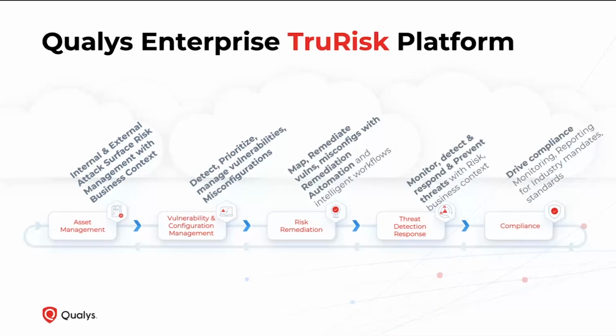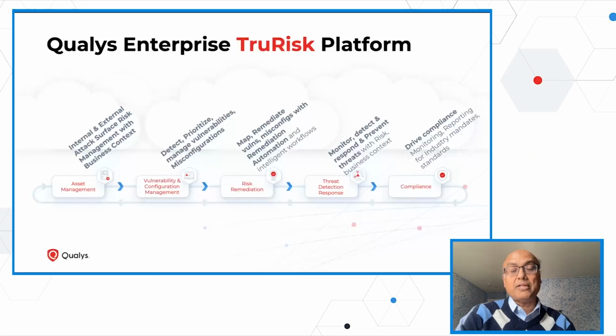All of these steps together are part of the Qualys Enterprise TruRisk platform. For asset management, it's very important for us to know both the internal and external attack surface included with the business context. Then it's very important to be able to prioritize vulnerabilities and misconfigurations so you know what to fix. And that leads to the step for remediating vulnerabilities and misconfigurations, and that's best done through automation. Then there is this step to monitor, detect, and respond to threats on an ongoing basis. And finally, to drive compliance through various mandates like PCI DSS and HIPAA, it's important to be able to generate those reports and make those part of the platform as well.